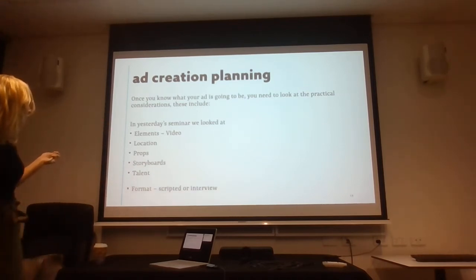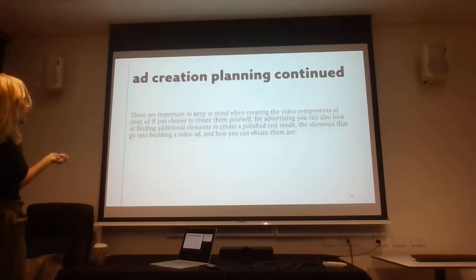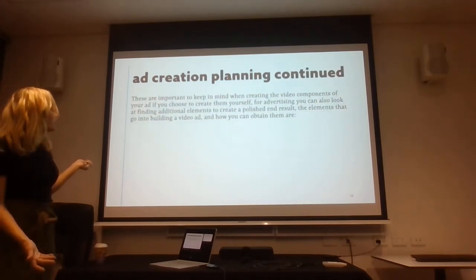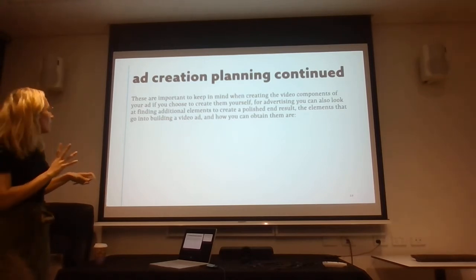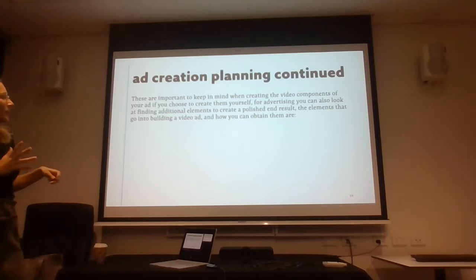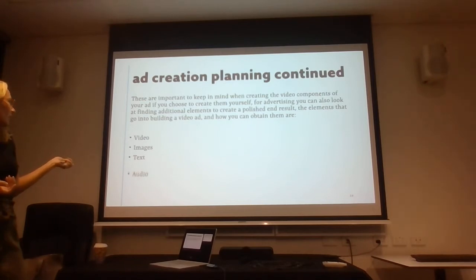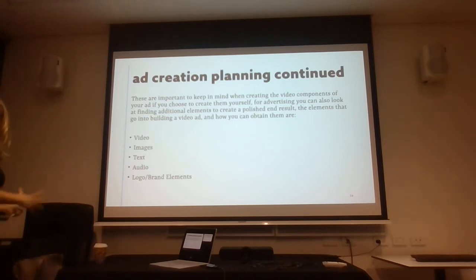But when we're looking at creating ads, there are also some things that you need to keep in mind. If you're going to choose to create elements yourself, for advertising you can also define additional elements to create polished end results. So the elements that go into building a video, and how you can obtain them: we've got video, images, text, audio, logo and brand elements. Once you've created your video side of your content, if you are going to create your own video, then you want to layer these all together to create a polished result.